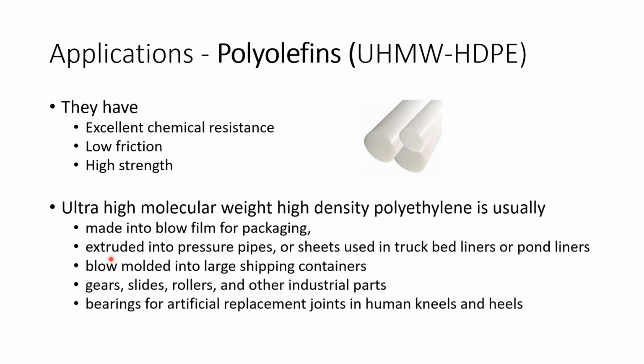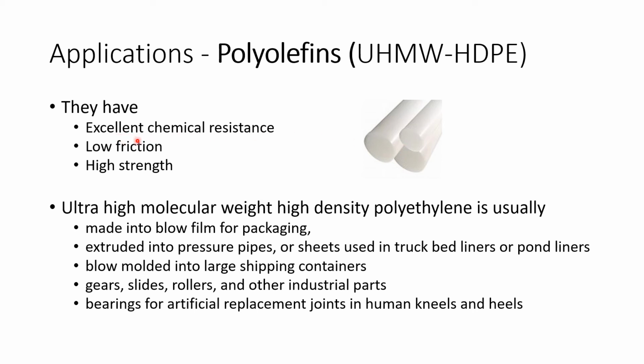And then using extrusion molding, we make pressure pipes and sheets. We use them in truck bed liners and pond liners. We blow mold it into large shipping containers, the plastic containers, not the metal ones. Then we use it for gear slides, rollers, and all industrial parts. We use bearings for artificial replacement joints in human knees and heels. Why is this polyolefin so important? Because it gives you really high tensile strength, and it's very chemical resistant.